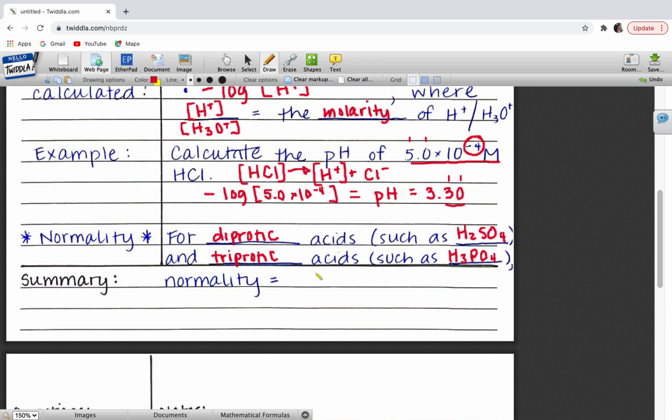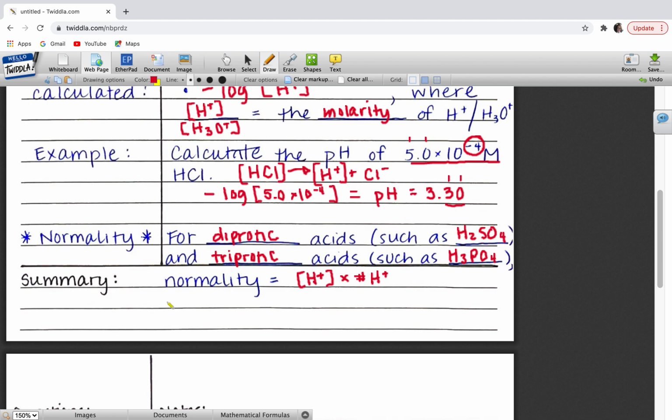Normality is calculated by taking your hydrogen ion concentration and multiplying it times the number of hydrogens that are in that formula. So for example, if I had a 1 molar solution of sulfuric acid, I would take that molarity, right, my 1 molar, and I would multiply it times 2 because there are 2 protons, aka 2 hydrogens, that would dissociate in that formula. Now be really careful with this. Let me give you a non-example.